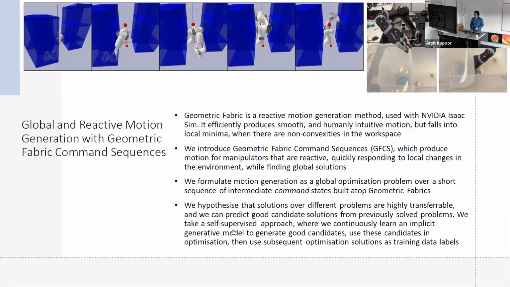Even more interestingly, we actually have a self-supervised loop. If you think about it, the optimization problem generates solutions. These solutions are then used as data points to train up the learning-based model. So you basically have this loop, and you can just let it run, and it will optimize and then train up your generative model to get candidates. And then this generative model gets better and better as it sees more and more data.